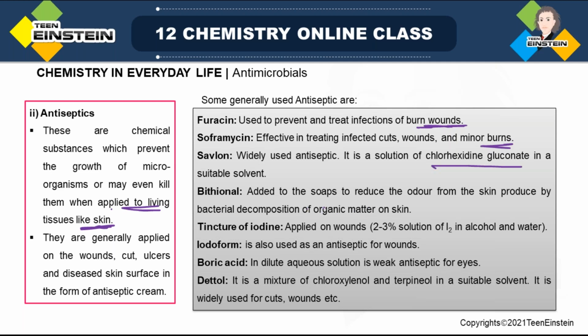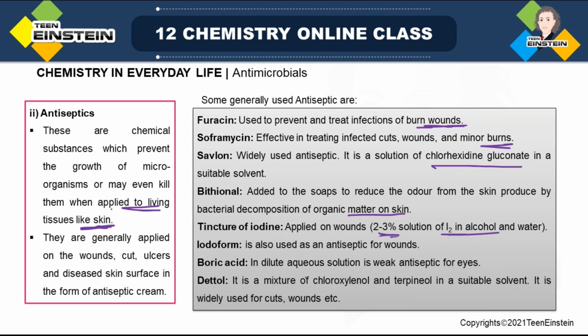Bithionol is added to soaps to reduce the odor from the skin produced by bacterial decomposition of organic matter on skin. Tincture of iodine is also applied on wounds, but what it actually is, is a 2 to 3% solution of iodine in alcohol and water. So the amount of iodine is very low, only 2 to 3%. So you can get a question regarding tincture of iodine, asking what its actual composition is. So that is why it is important to know the percentage of iodine.